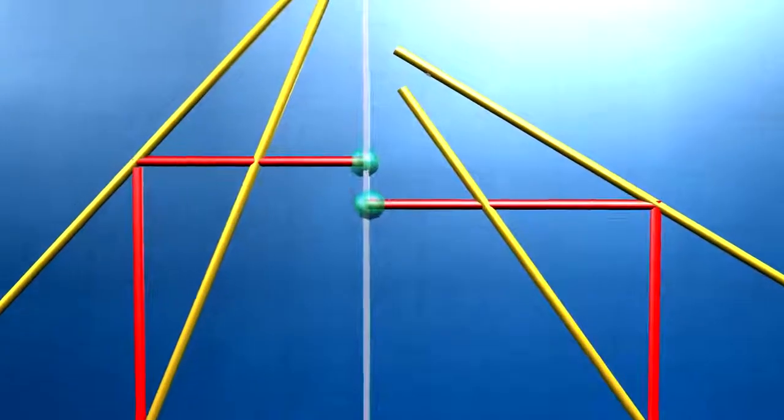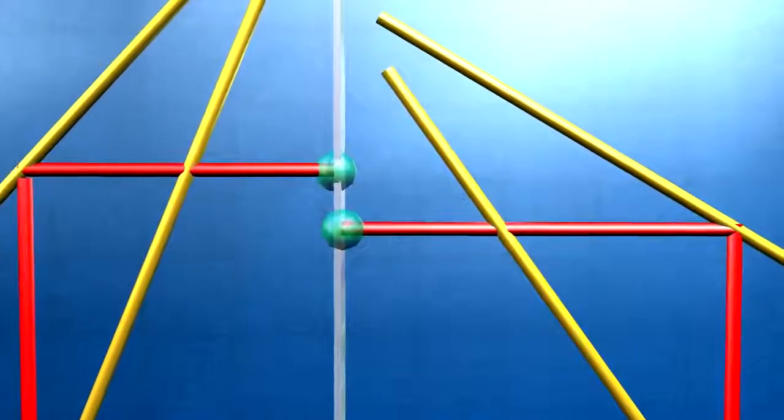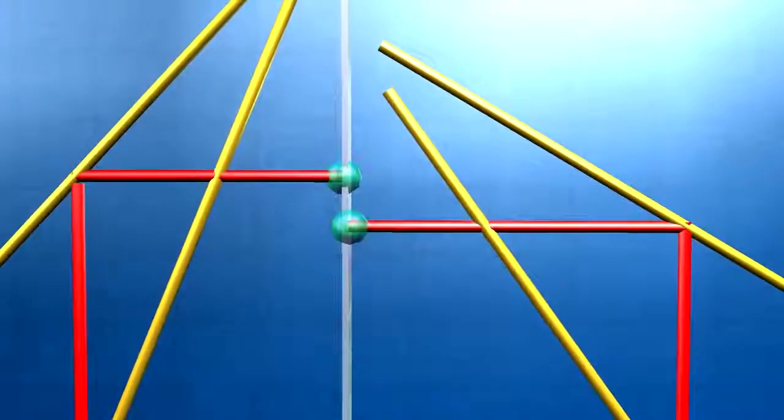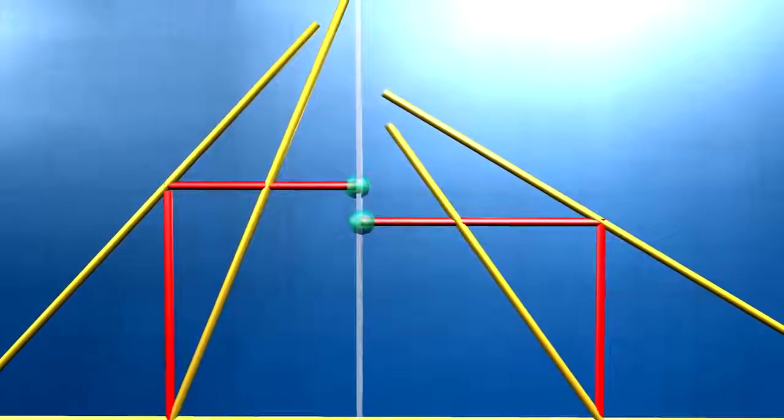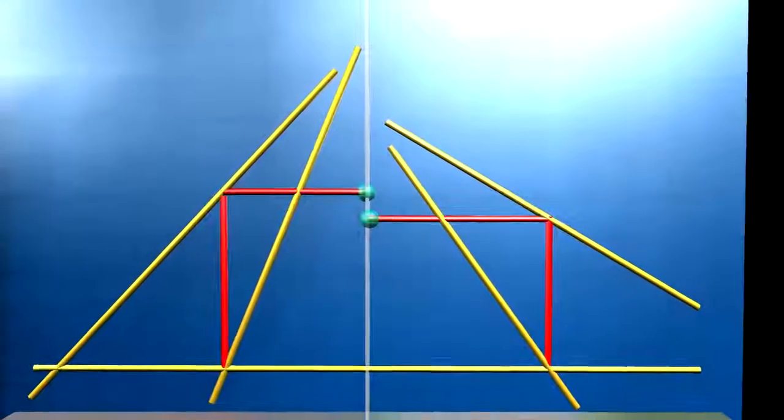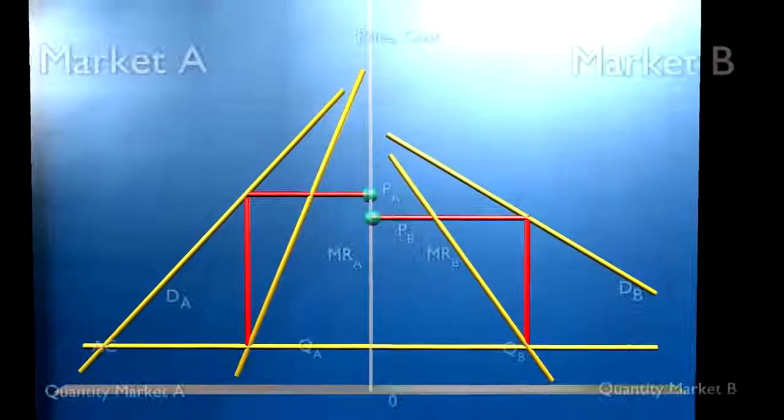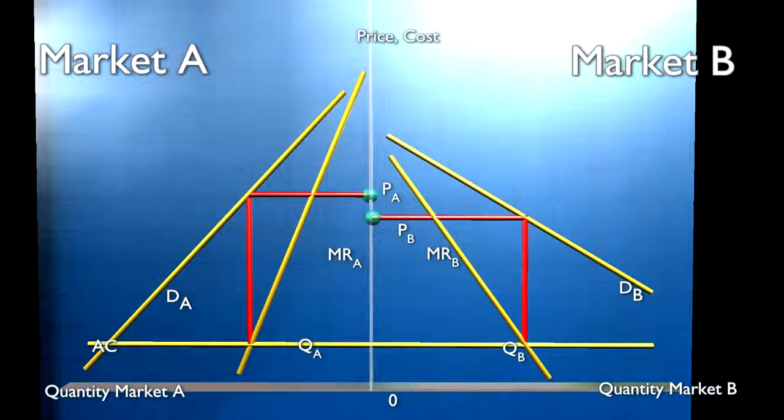Notice that we're selling more in market B than in A, which is exactly what the profit-maximizing firm would do. Price discrimination allows the firm to maximize profits in each market and thereby maximize total profit.